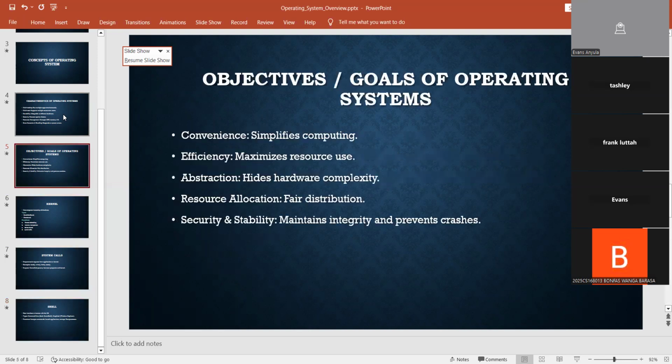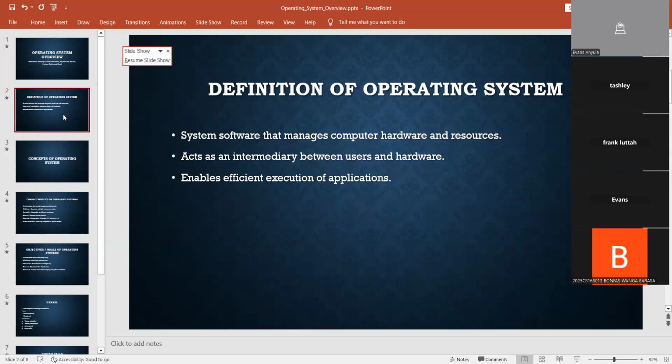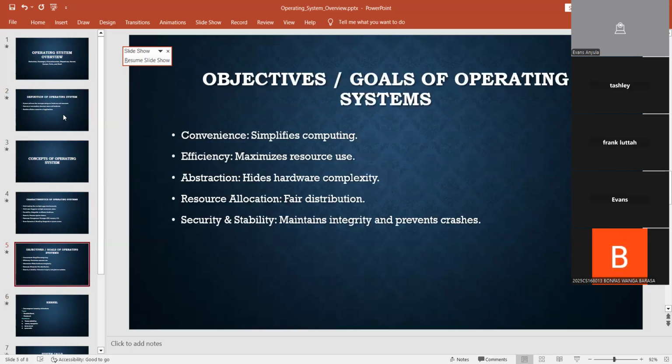So in today's class, we have learned about the introduction to operating system. Under this, we have checked on the definition, the concept, the characteristics, objectives, and kernel, system call, and shell. We have also tried to look at the definition of different parts of our operating system. We have managed to look at the characteristics. We have also managed to look at the objectives and goals of operating system.